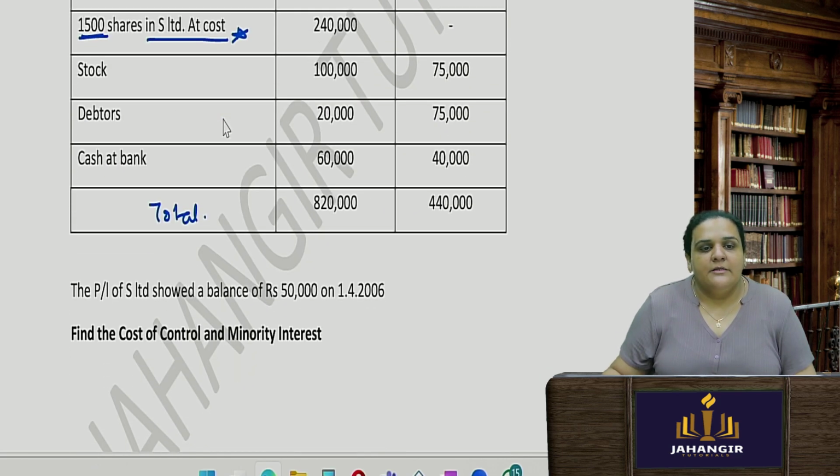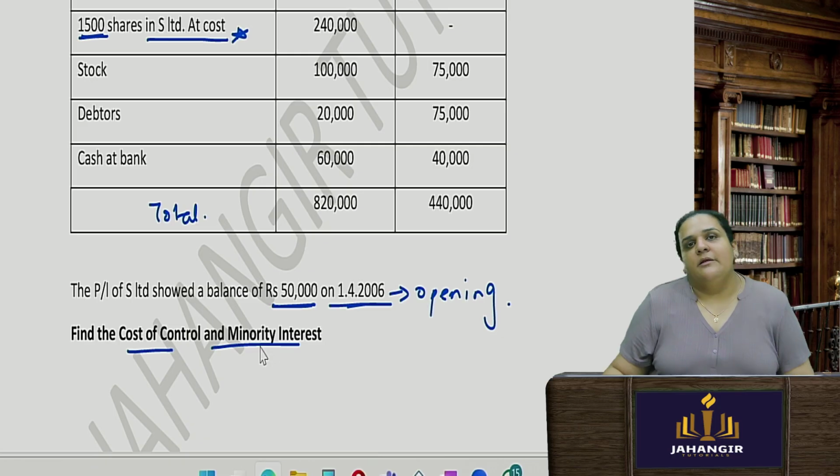What have they given us? The P&L of S Limited showed a balance of 50,000 on 1st April. That means this is the opening. We have to find the cost of control and minority interest.